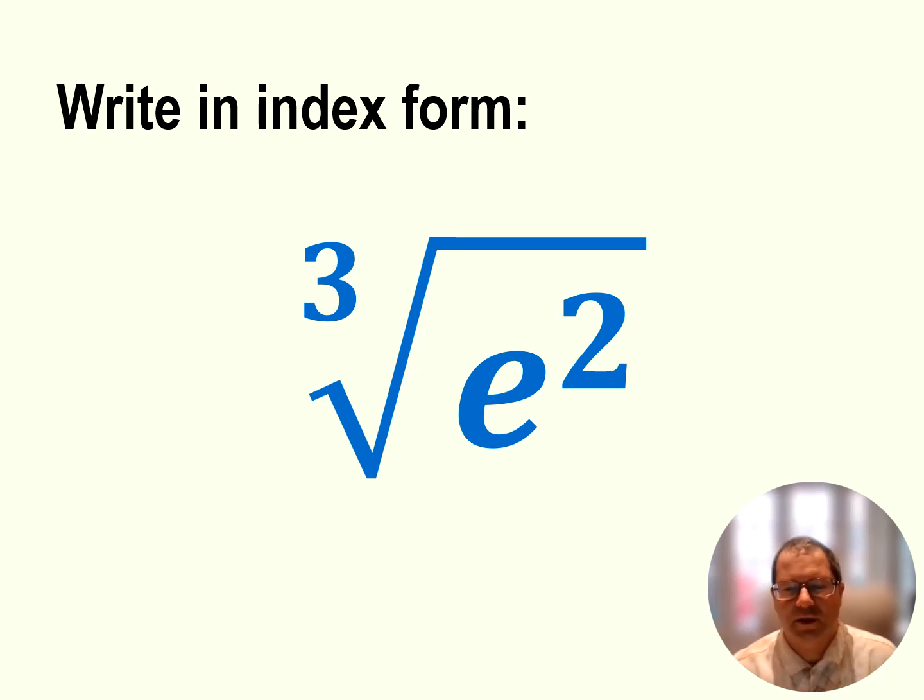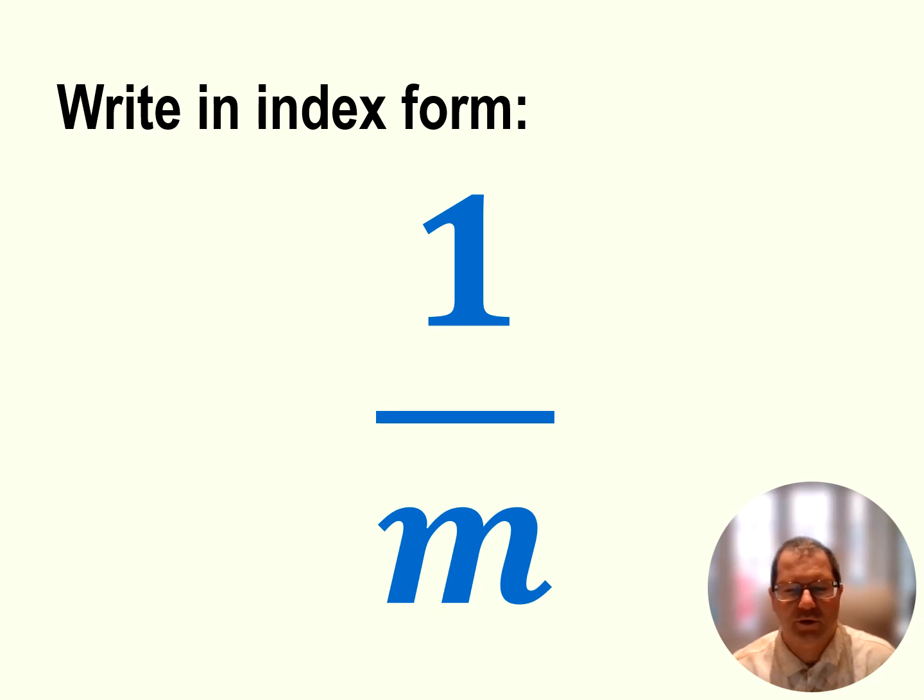This expression is the same as e squared to the power of a third, and then we can times the 2 and a third together to give us a final answer of e to the power of 2/3. So the 2 on top represents the squaring, the 3 on the bottom represents the cube rooting. If you have a variable on the denominator, then that tells you that you'll have a negative index. In this case, it's m to the power of -1.